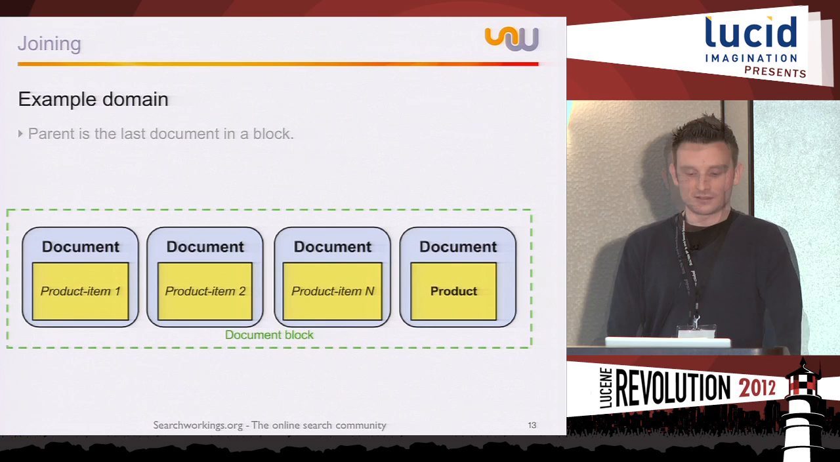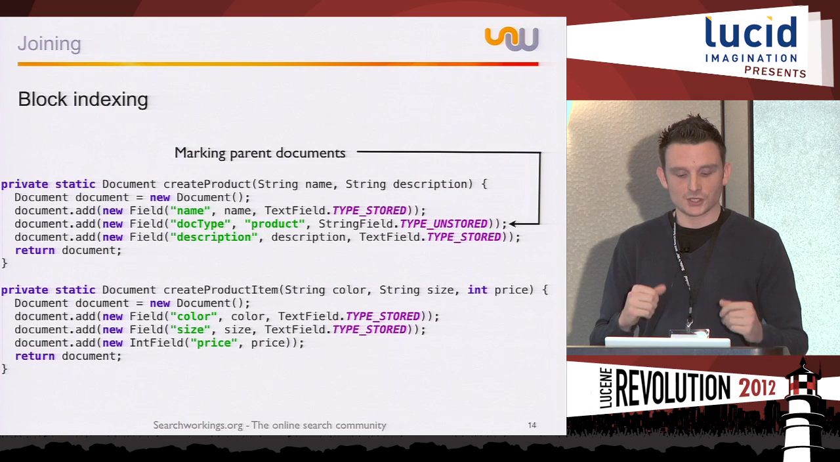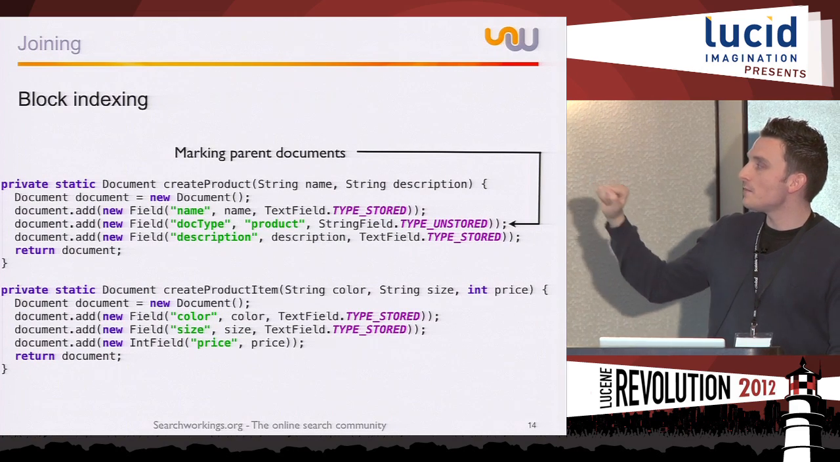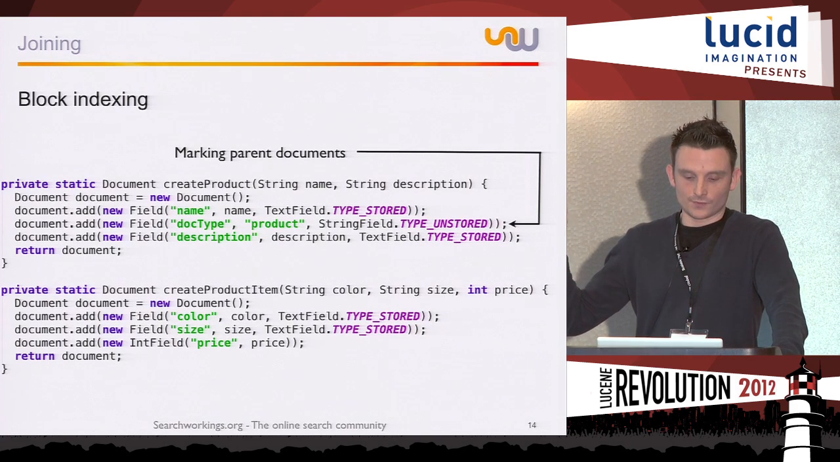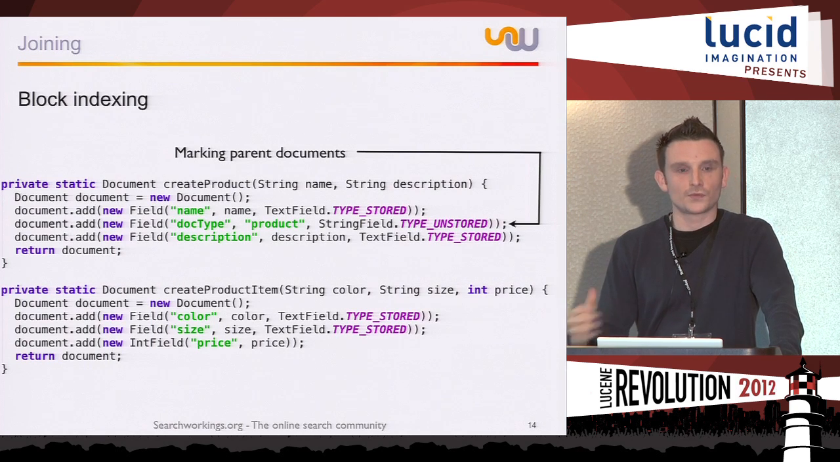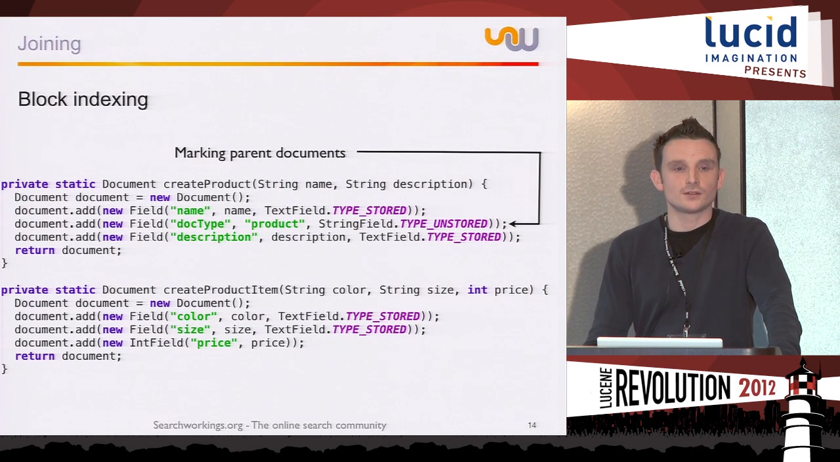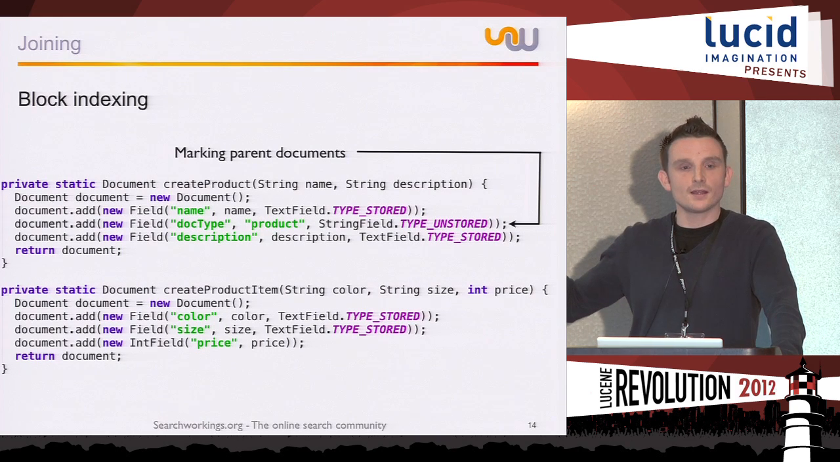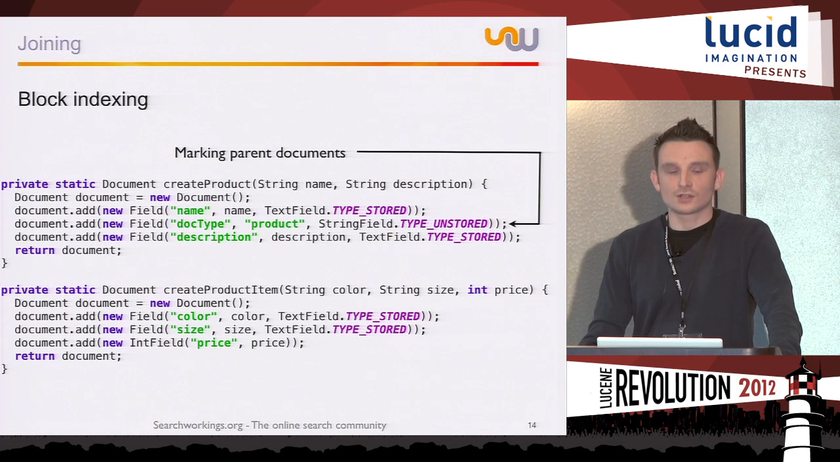Some code. These are two factory methods. Basically, they create Lucene documents. The reason why I'm showing this is that we need to mark the parents. We have a factory method for product and a factory method for product item. And you see that in the factory method of the product, I mark my parent with a field and a specific field value. The block join query will later use this information to decide what is a parent and what is a child. I have to note, this is a 4.0 trunk API. If you're using Solr and Lucene 3.x, it looks similar, but not the same.